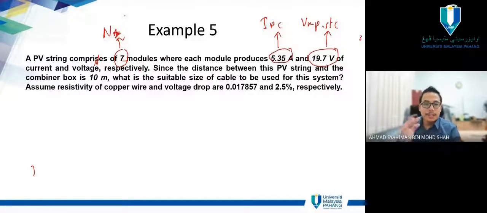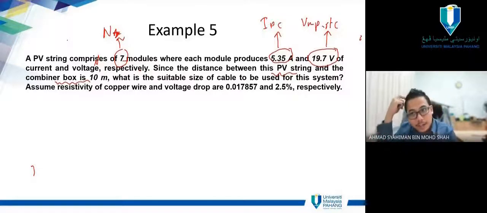Okay. Since the distance between this PV string and the combiner box is 10 meter, what is the suitable size of cable to be used for the system? So between this PV string and the combiner box, we assume the combiner box covers all the modules and is connected to the inverter. What is the suitable size of cable to be used for the system?